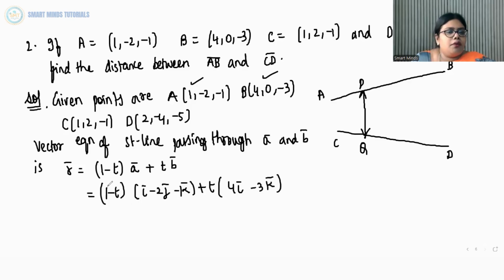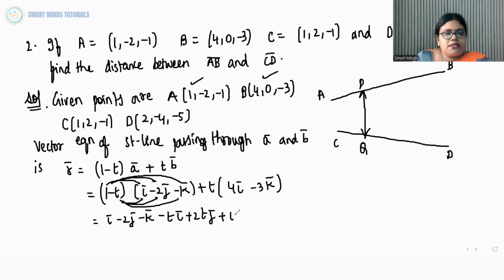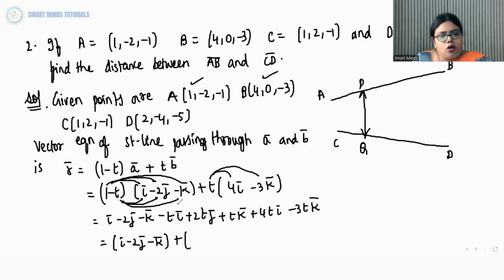So how can I multiply? This into this, this into this, this into this. Then this into this, this into this, this into this. This is the easiest way. 1 into anything is that bracket itself, so I bar minus 2J bar minus K bar minus T I bar plus 2T J bar plus T K bar. Now multiply T into this: plus 4T I bar minus 3T K bar. Where you don't have T, let us write that in one bracket: I bar minus 2J bar minus K bar. Plus in all these terms we have T. Take T common: minus I plus 2J plus K plus 4I minus 3K, into T.